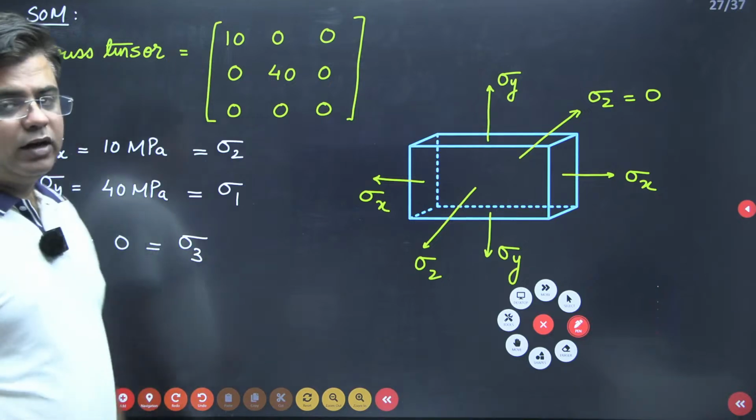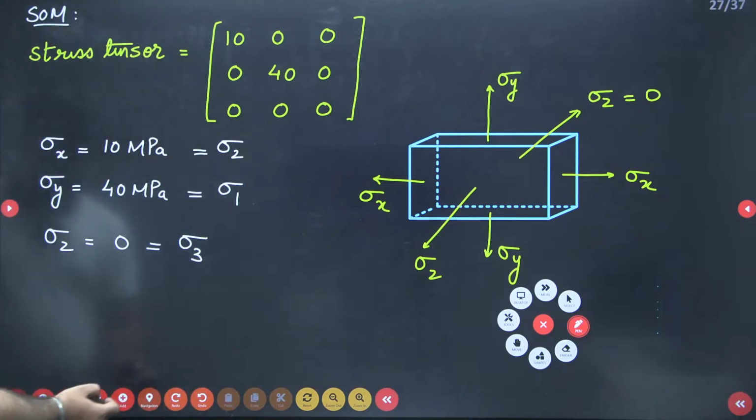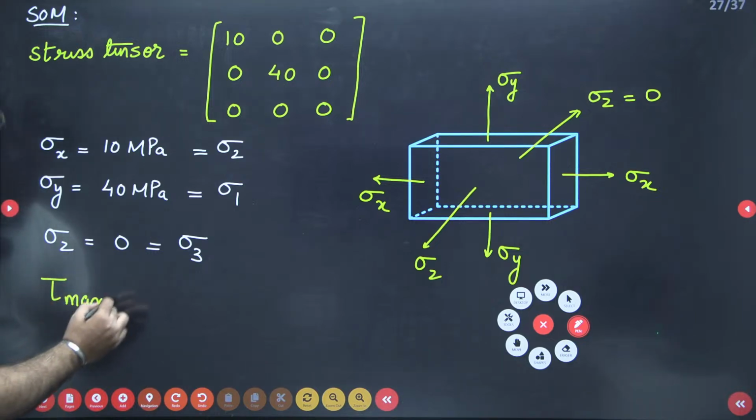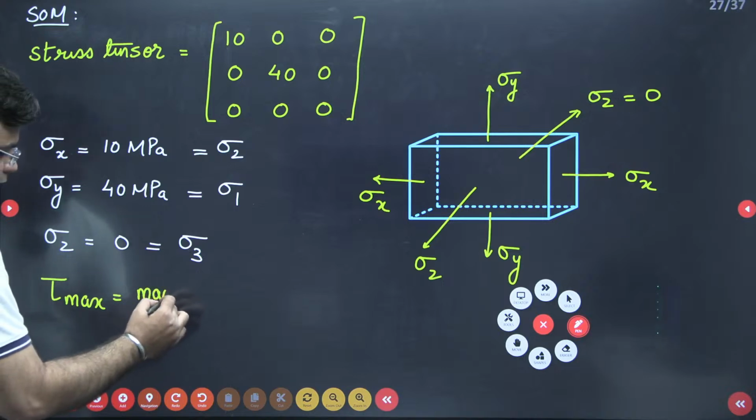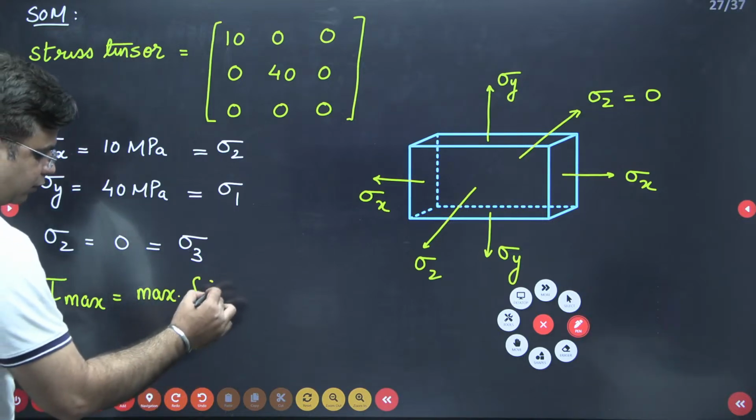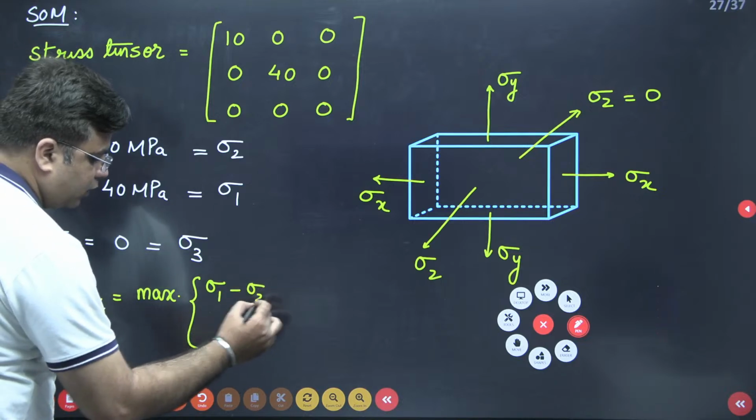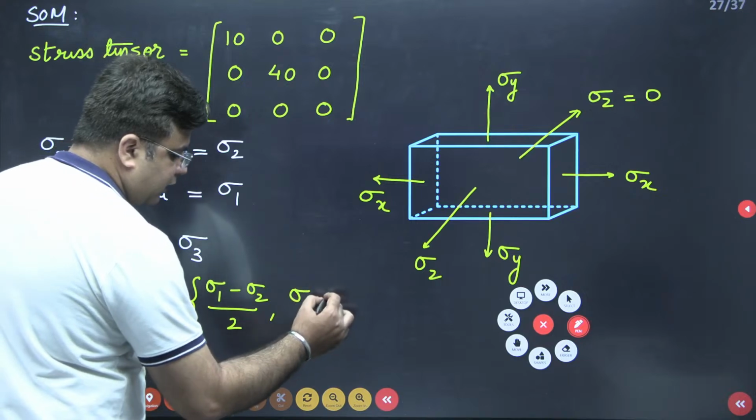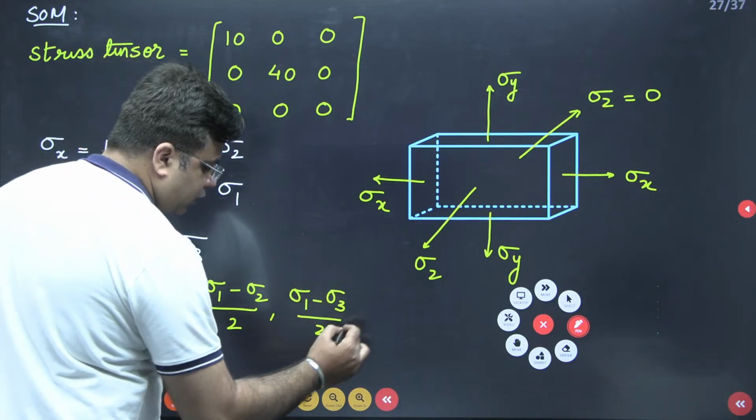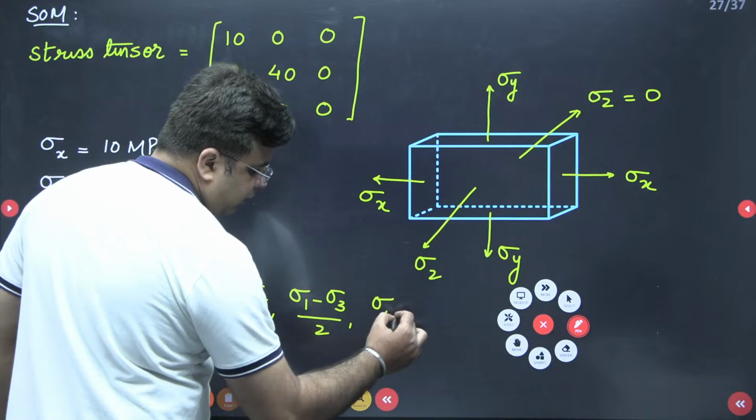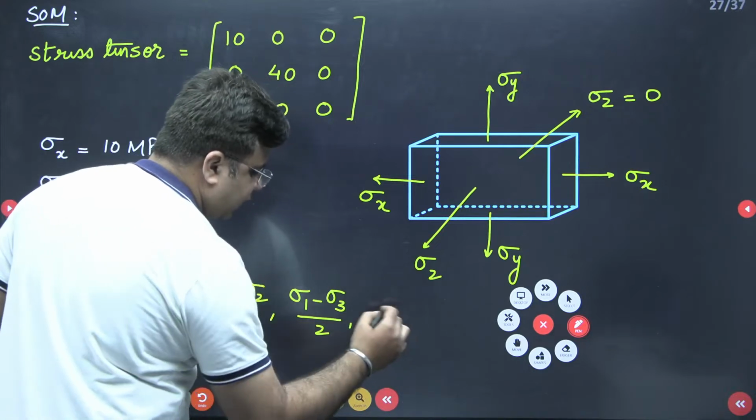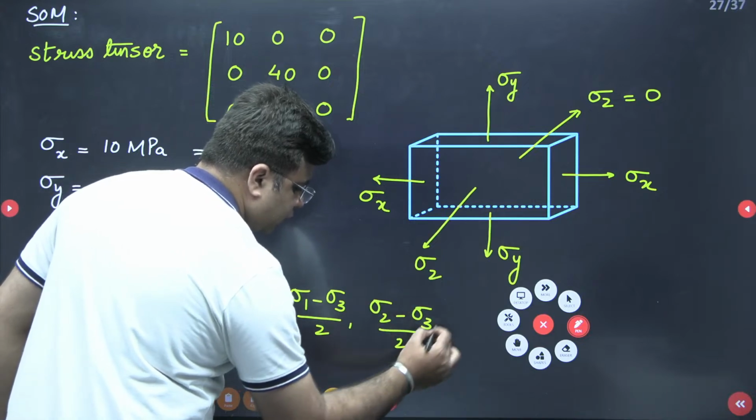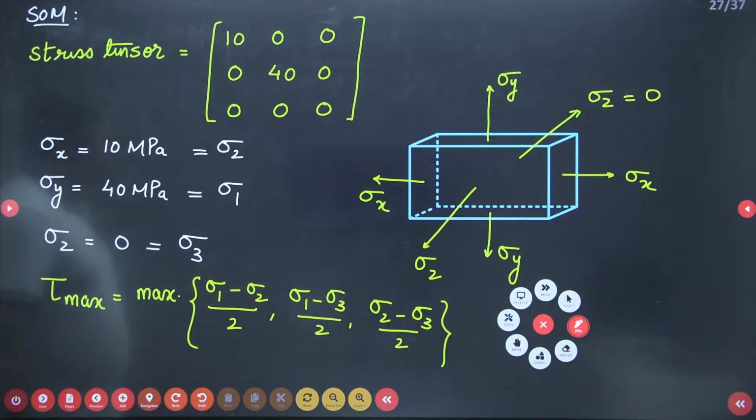So if you need to find out tau max, so tau max is equal to the maximum of sigma 1 minus sigma 2 divided by 2, or sigma 1 minus sigma 3 divided by 2, or sigma 2 minus sigma 3 divided by 2. So you need to take the maximum value, okay.